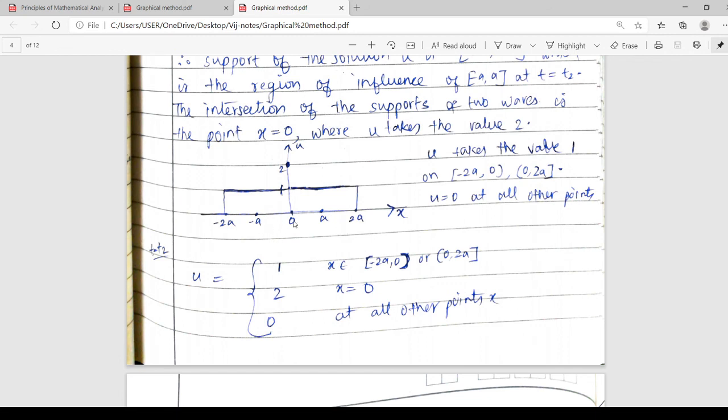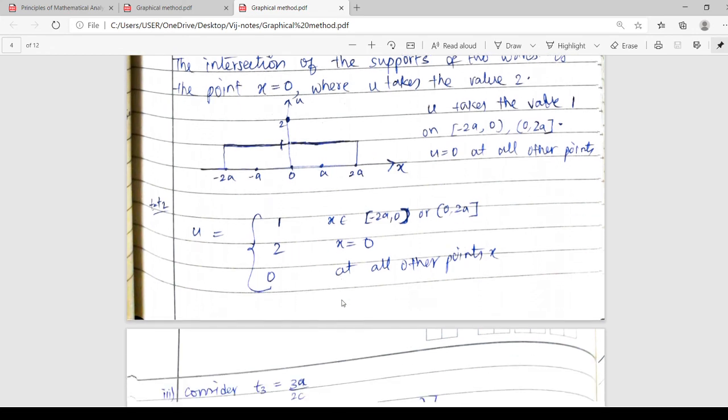Now we can say minus 2a to 2a, 0 is the point of intersection. So at this u takes the value 2. Remaining minus 2a to 0, it takes the value 1. 0 to 2a, it takes the value 1. And for all other points, for x greater than 2a, remaining all other points, the value is 0. So u is written in this form.